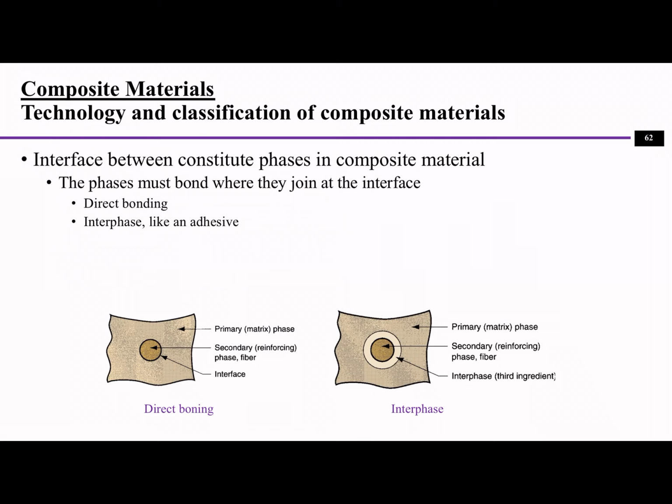For bonding between the different phases of composite materials, one type is direct bonding. Direct bonding is more like this: you can see it does not have this kind of transition area. Another one is interface bonding.